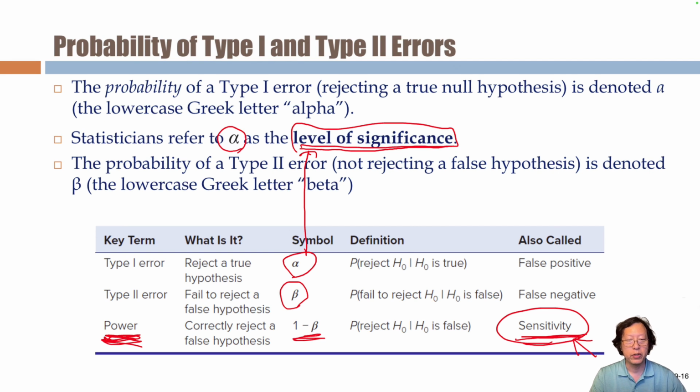If you increase alpha, then you are increasing the probability of type 1 error. If you reduce alpha, then you are trying to reduce type 1 error. But actually these two things are a kind of trade-off, right? If you increase alpha, then you are decreasing beta, but if you decrease alpha, then you are increasing beta.